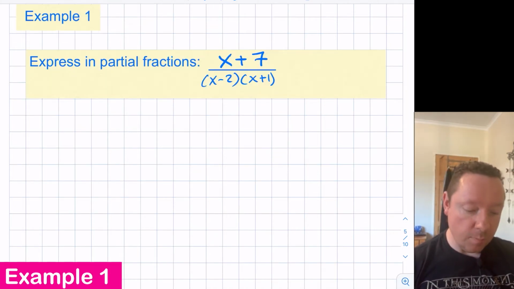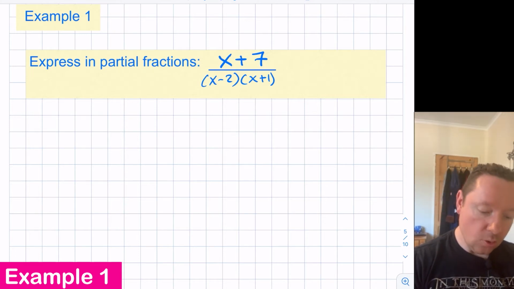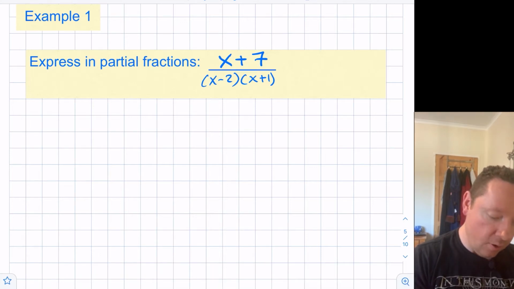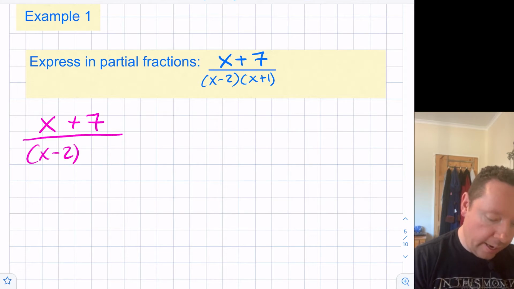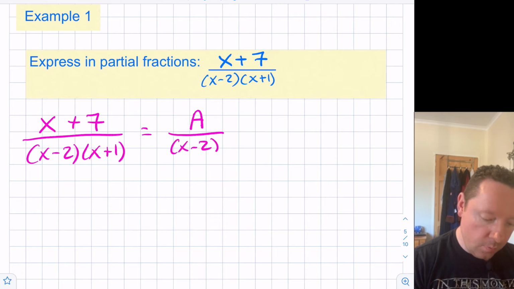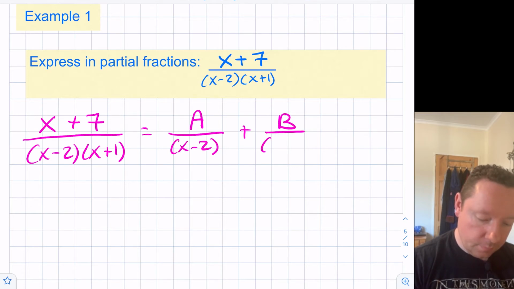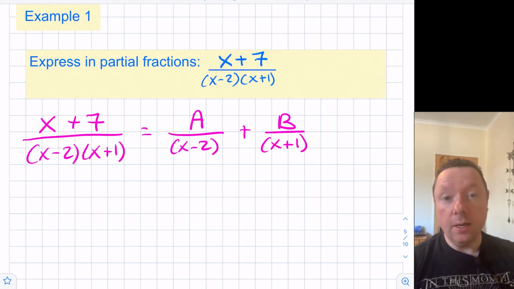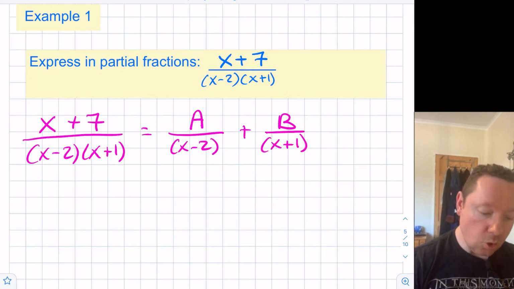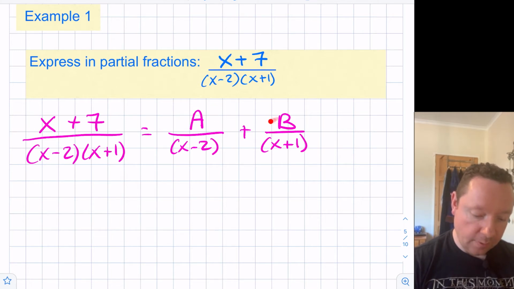Example 1 says, express in partial fractions, x plus 7 over x minus 2, x plus 1. So since it's distinct linear factors, I can immediately write x plus 7 over x minus 2, x plus 1 equals a over the first factor plus b over the second one. Now I can go ahead and try and add these together. So the common denominator for times them together is this. So that means that the top, the numerator, is going to be a times this plus b times that.